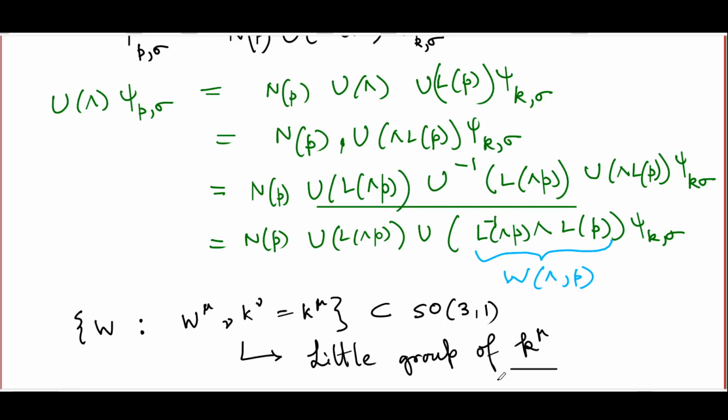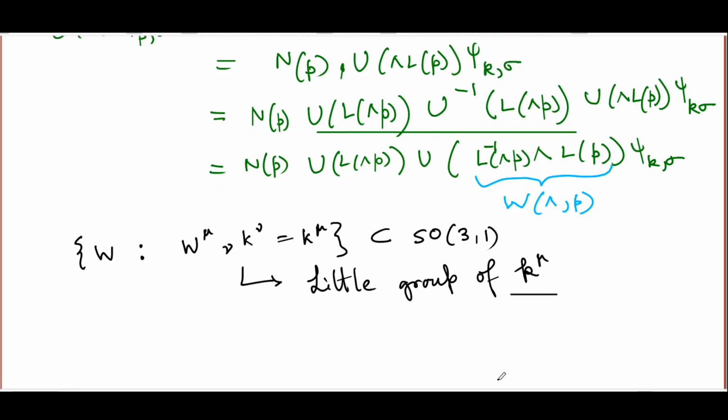So let's go back and try to see what happens when U of W, any W belonging to this little group, acts on psi k sigma. Now this should be rather obvious: the result is going to be psi with k the same as this k, but possibly other values of the discrete indices. Remember, this W is not one of those standard Lorentz transformations. It's not one of the Λs necessarily. So it will not keep the index sigma the same.